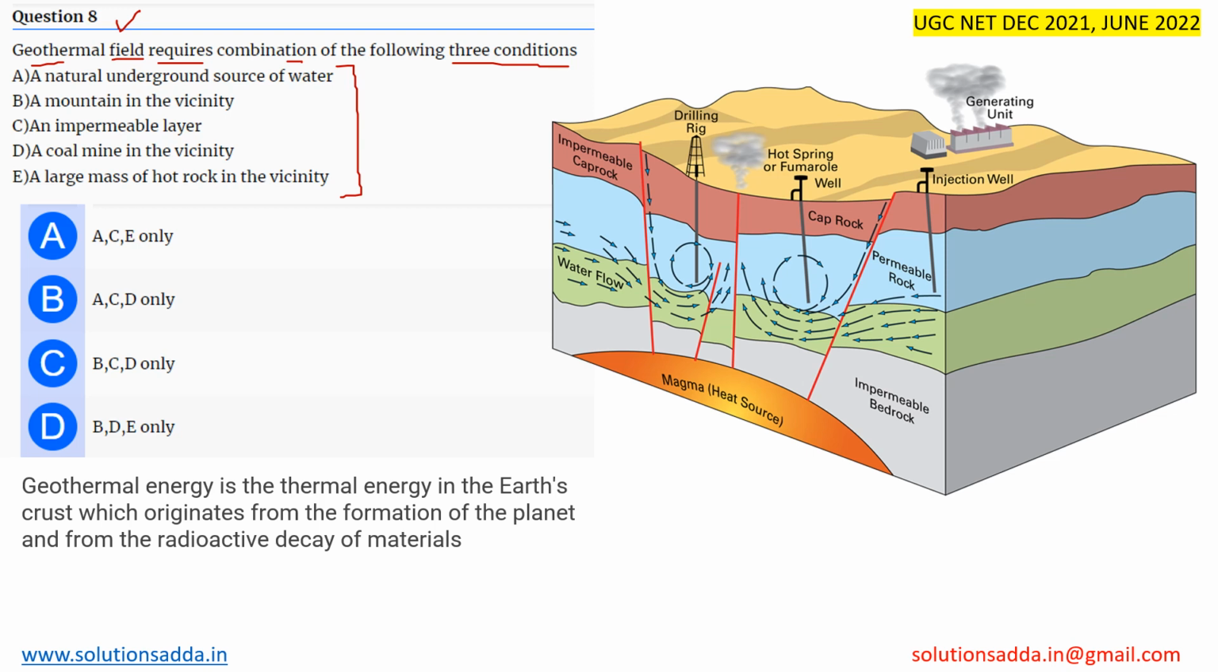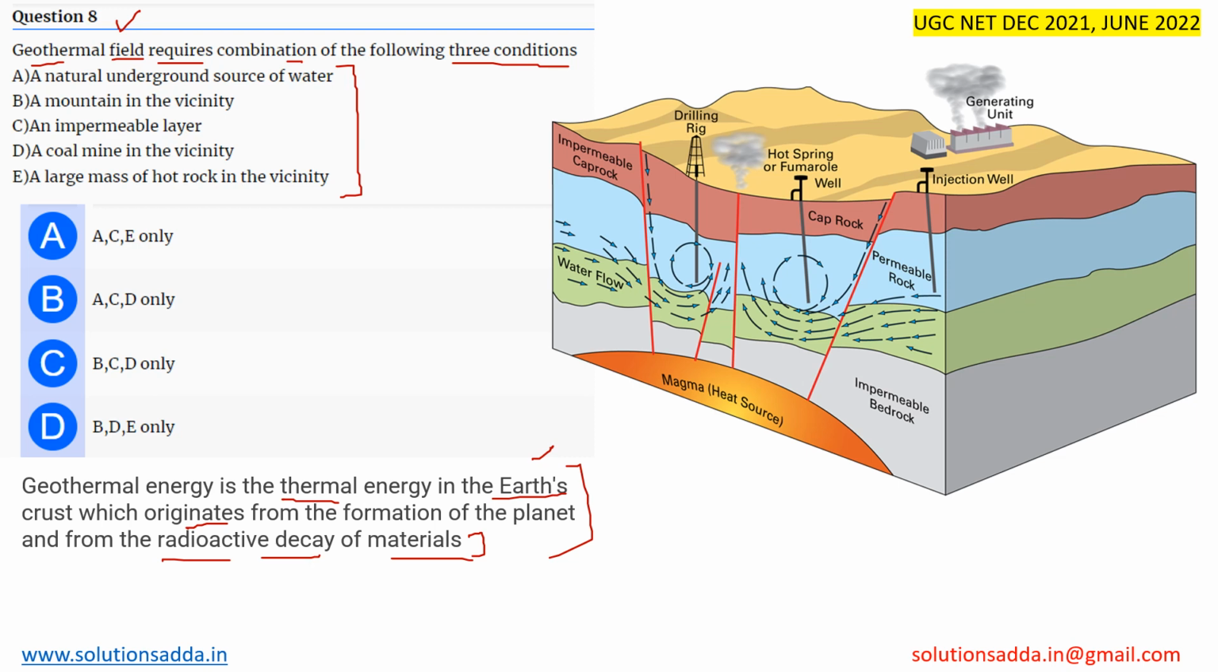So basically, what is the geothermal field or geothermal energy? We could say that geothermal energy is the thermal energy in the Earth's crust which originates from the formation of the planet and from the radioactive decay of materials. Day by day we are trying to find different sources of energy from our earth. So geothermal energy is one of the sources which we get from the crust of the earth, which originates from the formation of the planet. The definition is written here. So we need to identify the three conditions here.